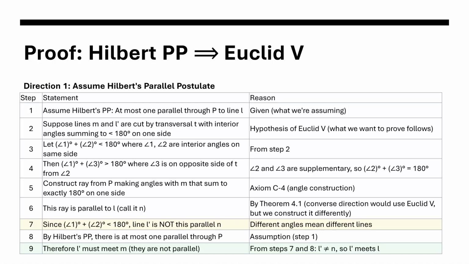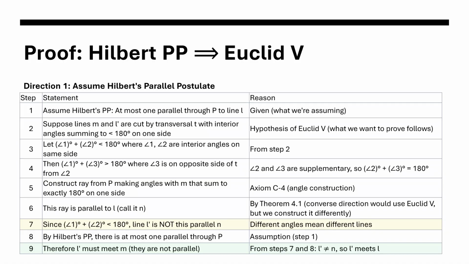So we want to show that M and L prime meet on that side. Okay. Step 4, then angle 1 plus angle 2 greater than 180 degrees, where angle 3 is on the opposite side of T from angle 2. So angle 2 and angle 3 are supplementary. So angle 2 plus angle 3 equals 180 degrees. Okay. So the angles on opposite sides of the transversal are supplementary, which forms a linear pair.